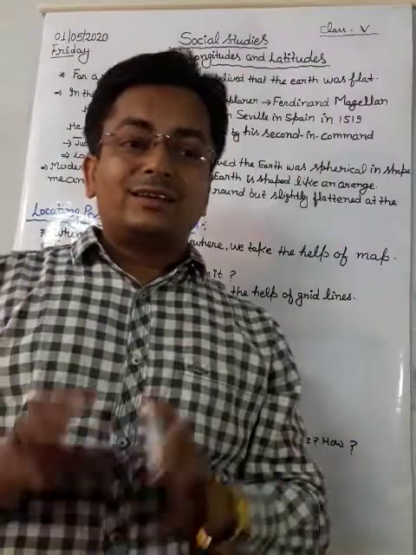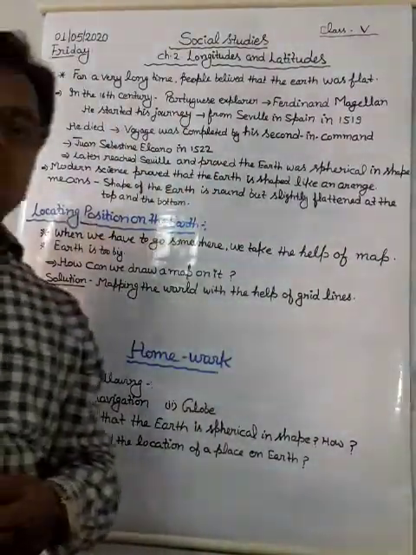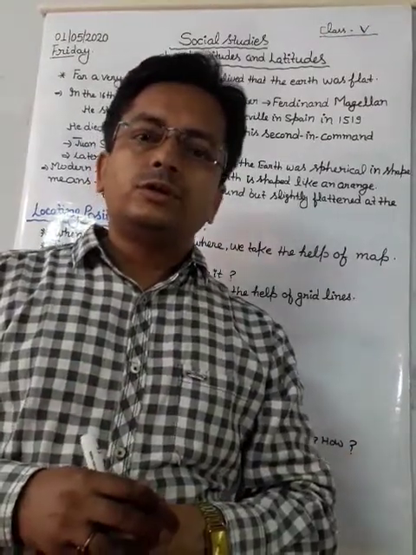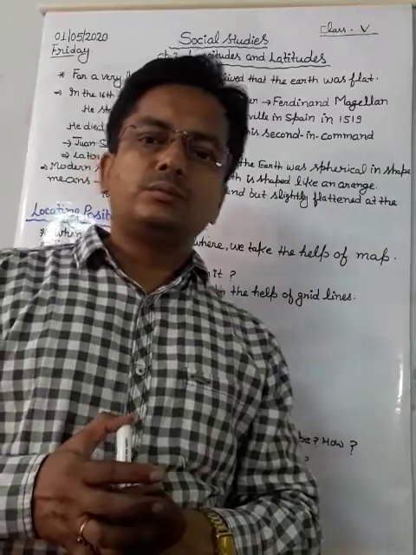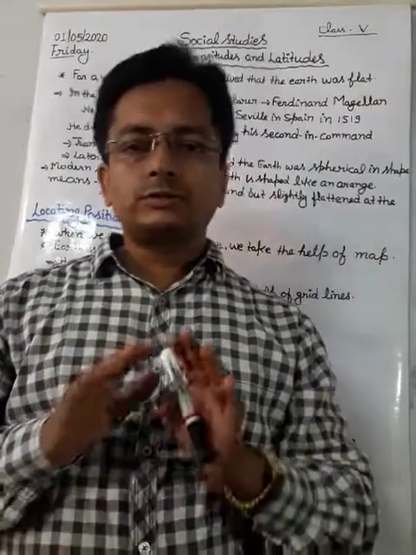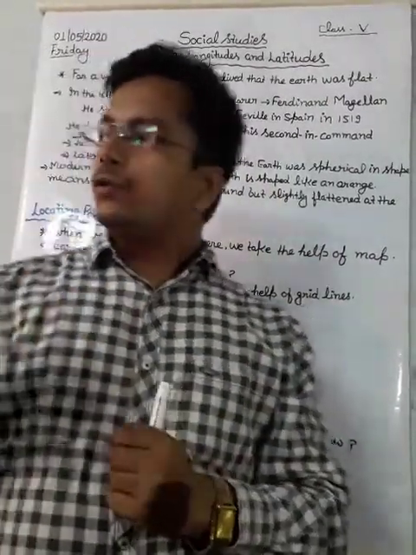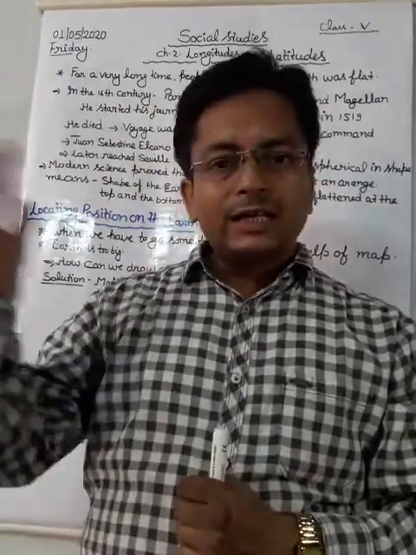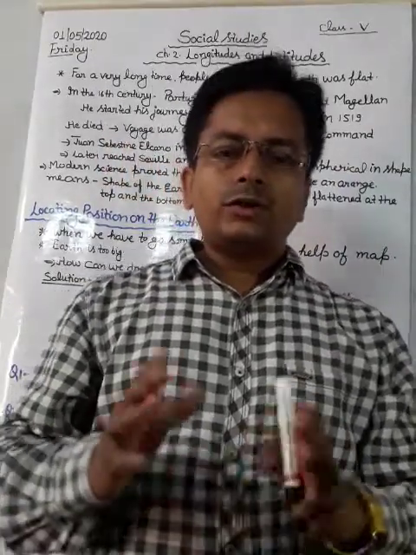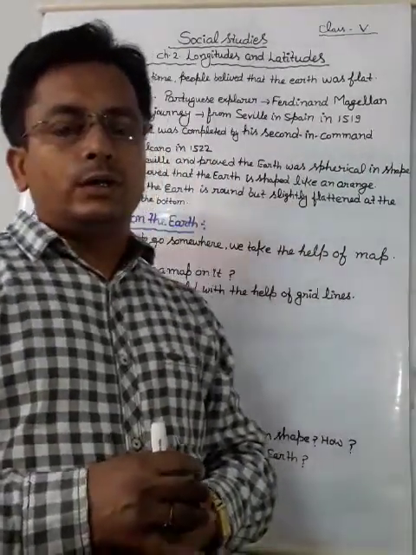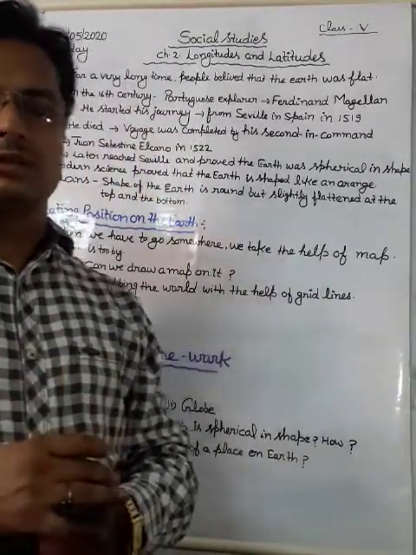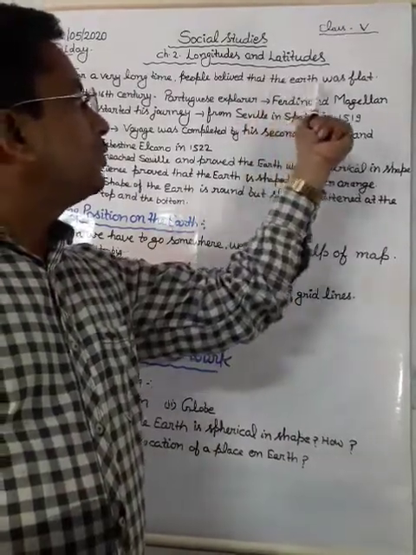Dear students, it is a very contradictory thing whether the earth is flat or spherical. So in olden time, in ancient time, it was believed that the earth is flat. If we go past the edge of the earth, we will fall. You can say earlier men thought that the earth was flat.